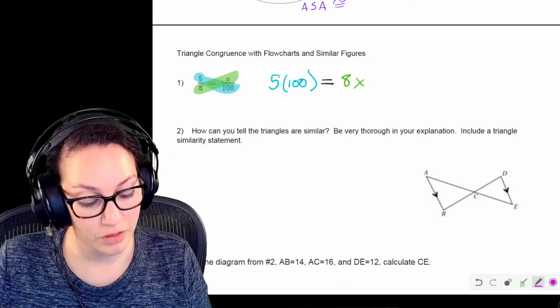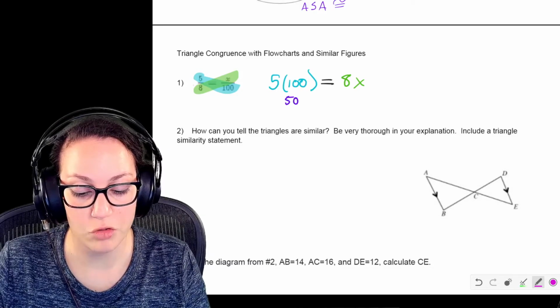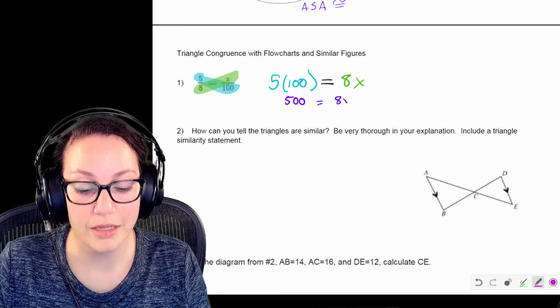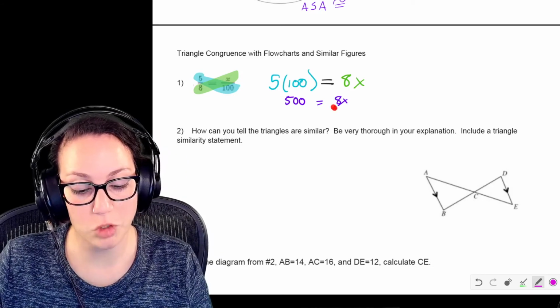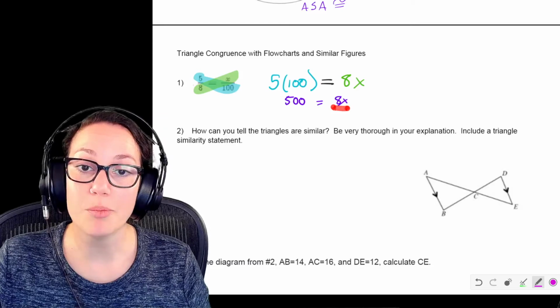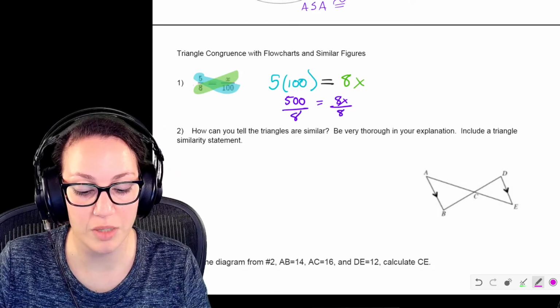Then we solve. So this is going to be 500 equals 8x. To isolate x, since 8 is being multiplied by this x, we do the opposite. So the opposite of multiplication is division. Divided by 8, divided by 8.